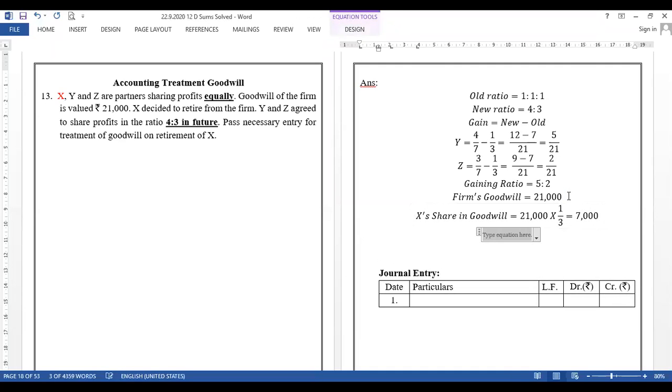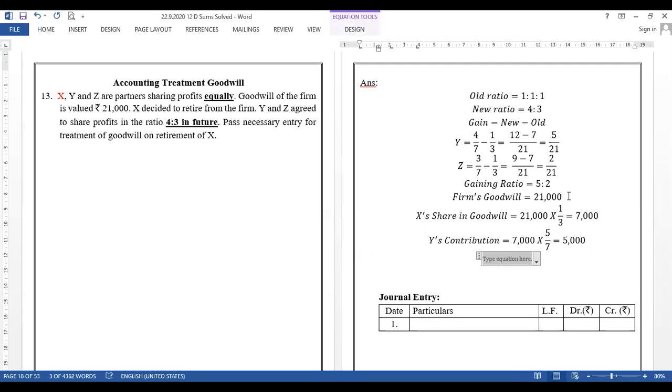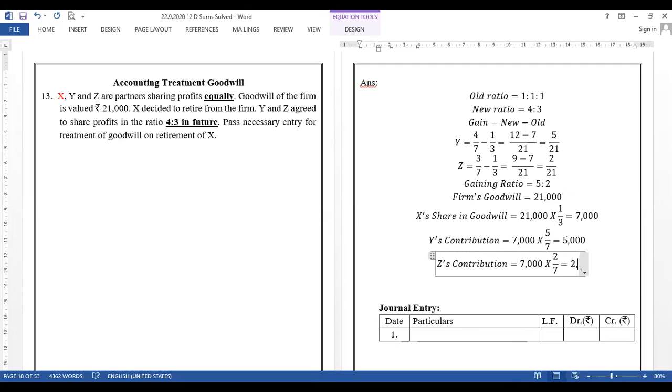ठीक है. Now, who will contribute for this excess share of goodwill, right? So that is the gaining partners. Who are the gaining partners? Y and Z. What is the gaining ratio? That is 5:2. So let me write this. Y's contribution will be equal to 7,000 in the ratio of 5:2. Okay, the calculation becomes very simple for me now. That's 5,000, and Z's contribution will be equal to 7,000 into 2 by 7. So this will be equal to rupees 2,000.